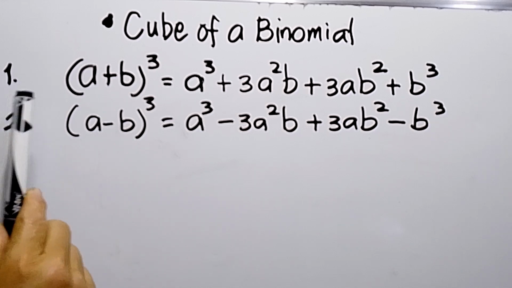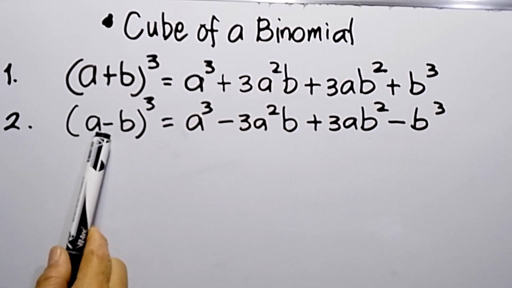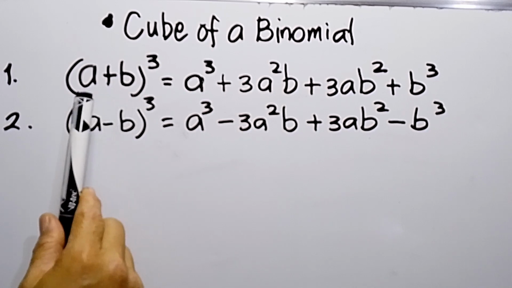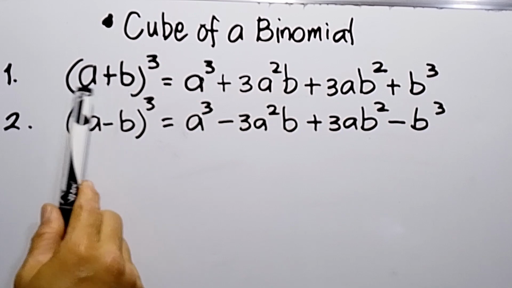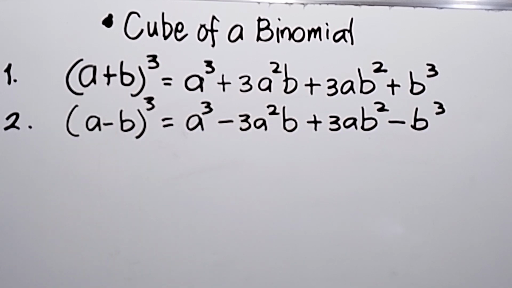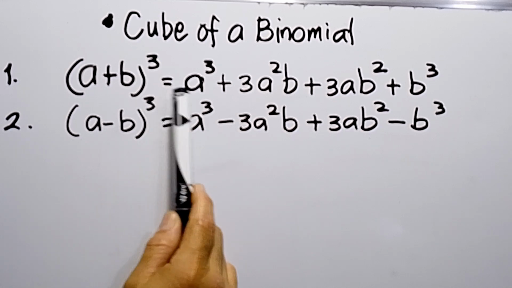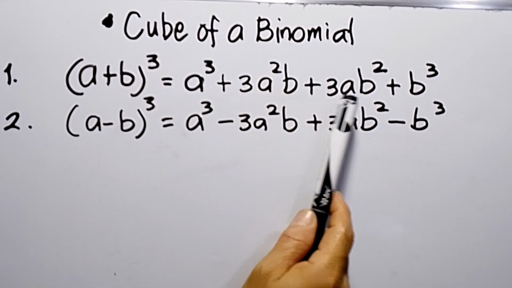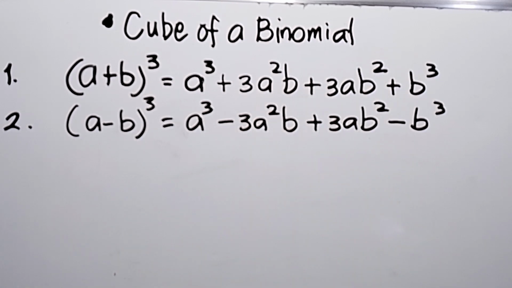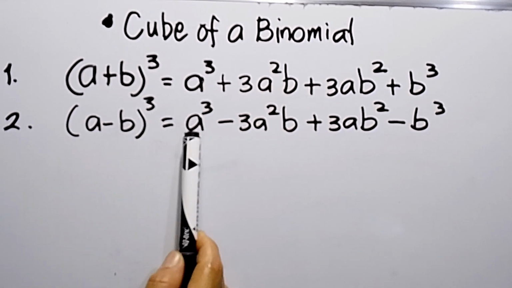So I have a sum and a difference. By the way, a binomial has two terms, a and b. Then this is cubed. To expand this one, I have a cubed plus 3a squared b plus 3ab squared plus b cubed. Now next is the difference. The same two variables, a and b, cubed is equal to a cubed.